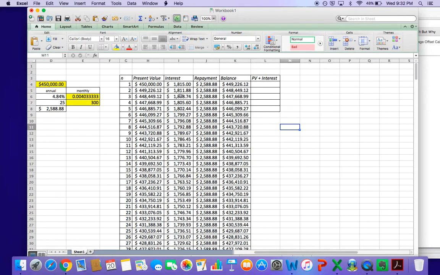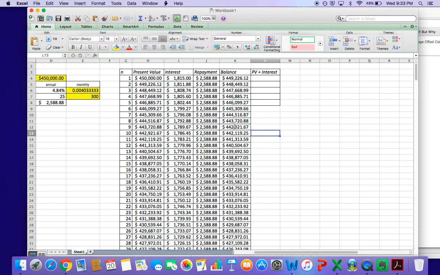And what you'll notice is that the interest amount drops over time. This stays the same. The balance drops and the present value drops. Now, you'll notice that the present value and the balance are really the same thing. They're just out of sync by 1 month. So these two columns here, H and K, are essentially saying the same thing in a way.